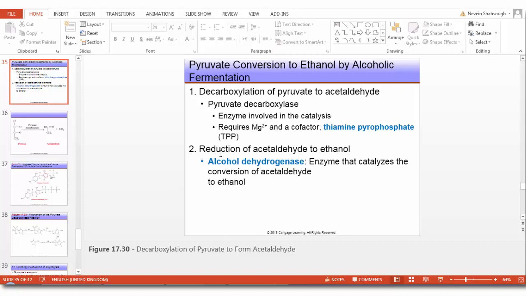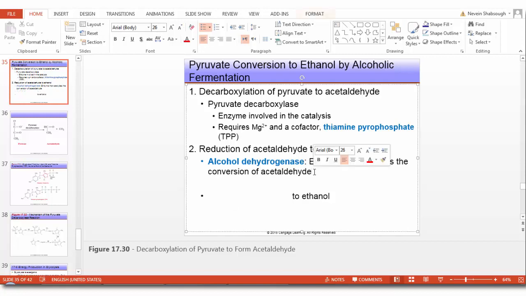The second reaction is the reduction of acetaldehyde to ethanol. It is catalyzed by an enzyme called alcohol dehydrogenase. Alcohol dehydrogenase is an NADH-linked dehydrogenase, and it is similar to lactate dehydrogenase in this property, and also both of them are tetramers of 4 subunits.